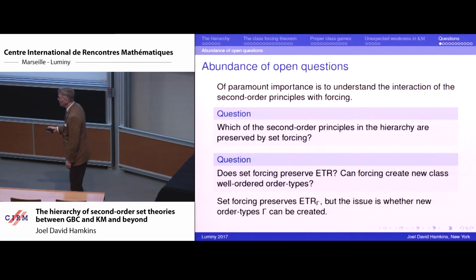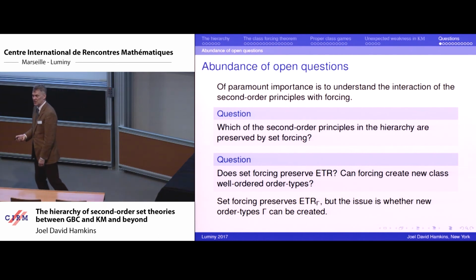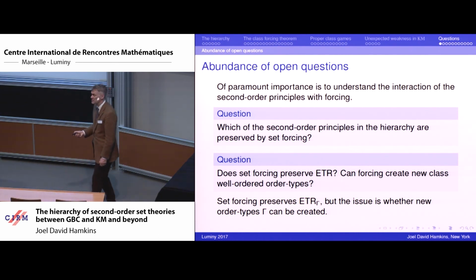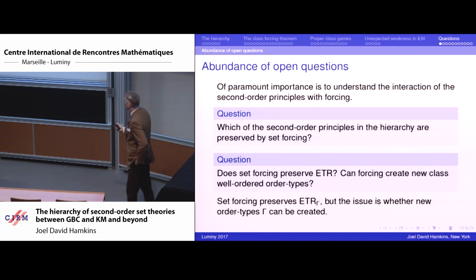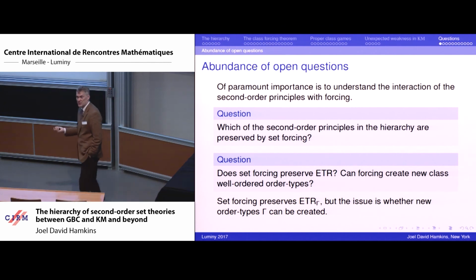So let me close by asking a number of questions. There's really a huge number of questions in this area, and I invite all of you to start working on these questions because I think they're really quite interesting. So the first main question is to understand more deeply the interaction of the second order principles with forcing. So we don't know which second order principles in the hierarchy are preserved even by set forcing, even by adding a Cohen real. There's some open questions about which principles are preserved.